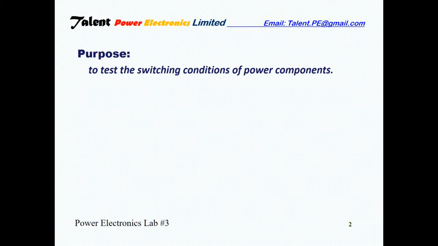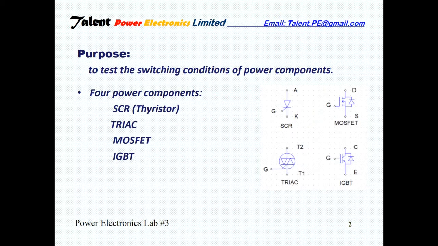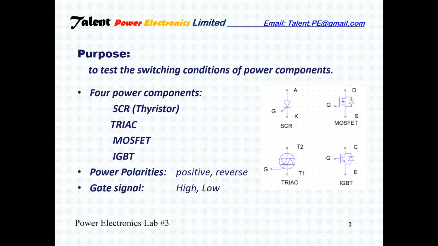The purpose of this lab is to test the switching conditions of the power components. The four power components being tested are SCR or thyristor, triac, MOSFET, and IGBT. To determine the switching conditions, we're going to test the following: power polarities, positive or reverse, gate signal, high or low, and switching states of the power component, on or off.